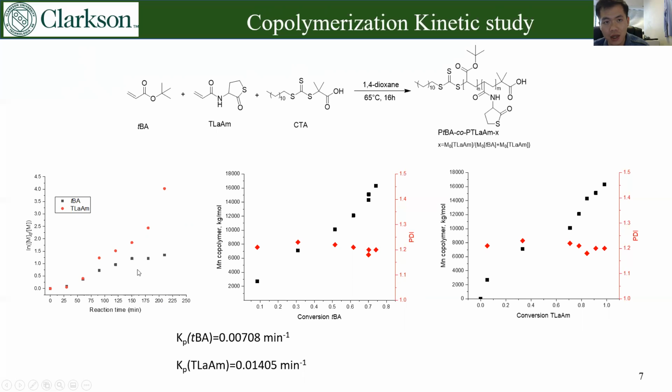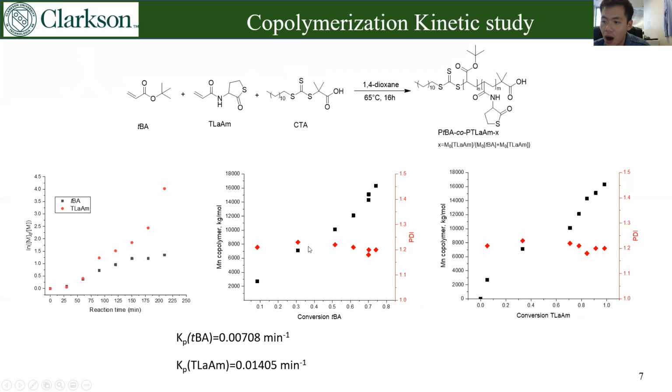So we calculate the propagation rate constant of both monomers. For tertiary butyl acrylate, it's 0.00708 minutes minus 1, and for thiolactone acrylamide, it's 0.01405. All right, and the second graph and the third graph are basically the conversion of each monomer versus its molecular weight and its polydispersity.